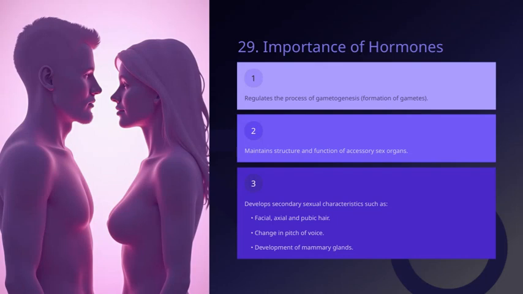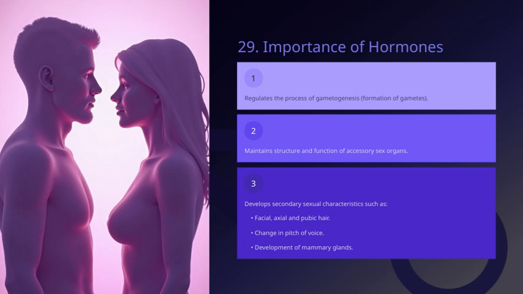Now, let's talk about the importance of hormones. First, hormones play a crucial role in the development of mammary glands, which are essential for breastfeeding and nurturing infants. They also cause changes in the pitch of the voice, particularly during puberty, giving it that deeper or more resonant quality. Hormones are responsible for the growth of facial, axial, and pubic hair, which are secondary sexual characteristics that distinguish males and females. These features develop because of the influence of specific hormones, mainly androgens and estrogens.